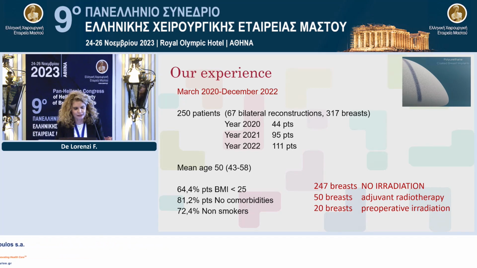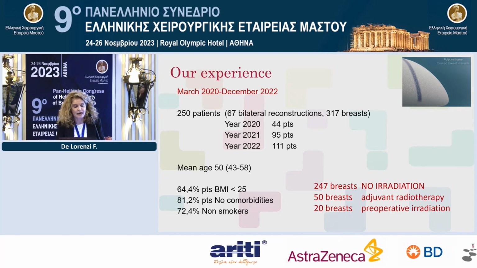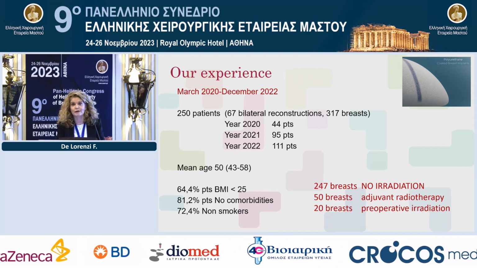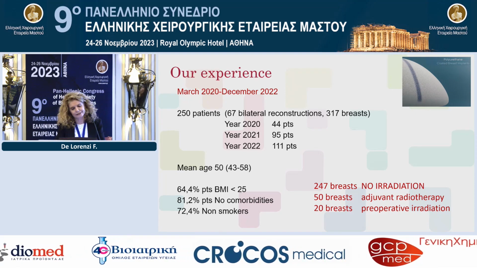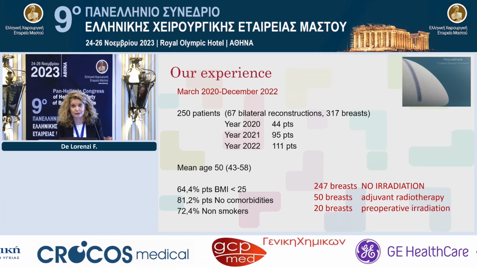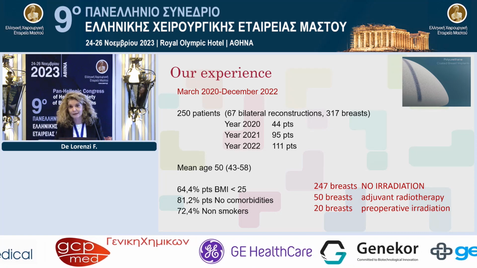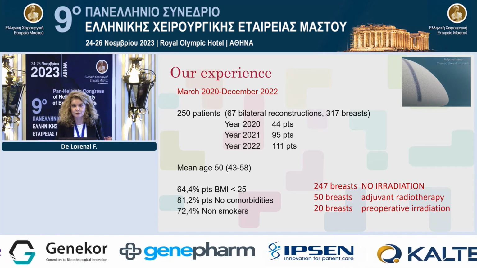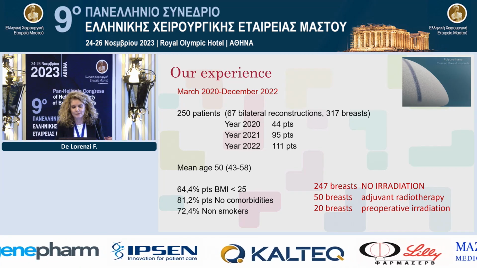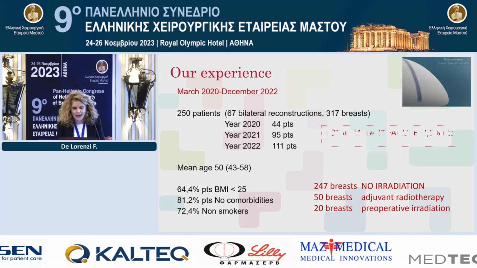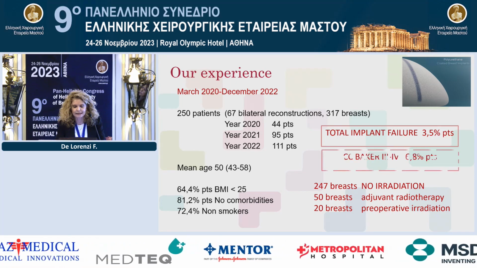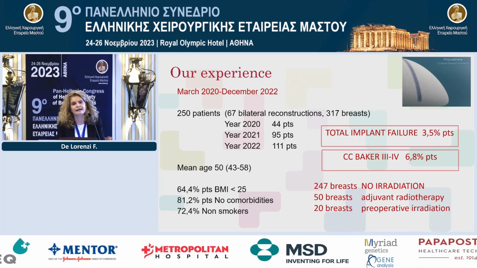The mean age is 50. About 65% of patients had a BMI less than 25. About 80% of patients had no comorbidity, and about 70% were non-smokers. So once again, the selection of patients, in my opinion, is really important. The majority of breasts had no irradiation. 50 breasts received adjuvant radiotherapy, while 20 breasts were previously irradiated.